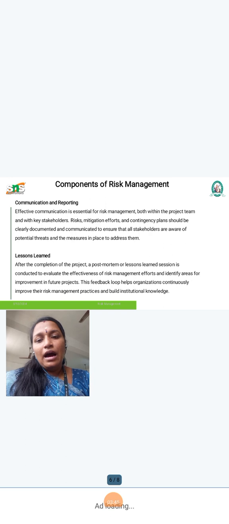Lessons learned. After the completion of the project, a post-mortem lessons learned session is conducted to evaluate the effectiveness of risk management efforts and identify areas for improvement in future projects. This feedback loop helps organizations continuously improve their risk management practices and build institutional knowledge.